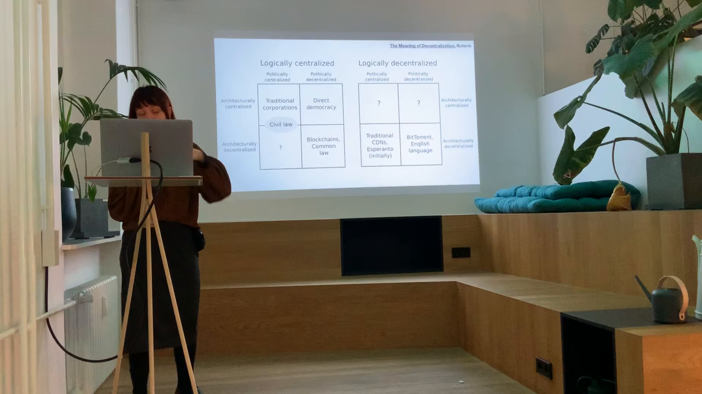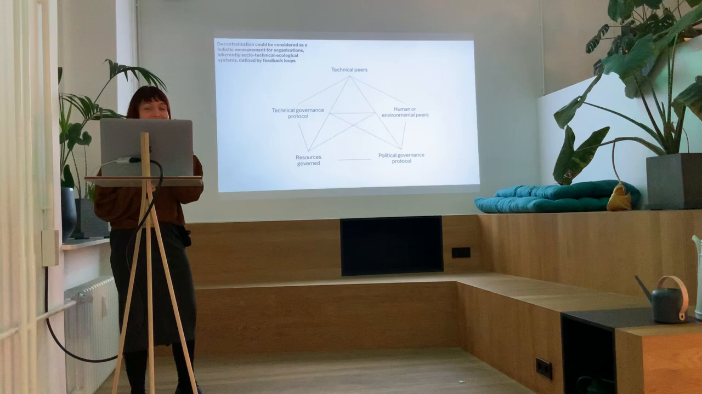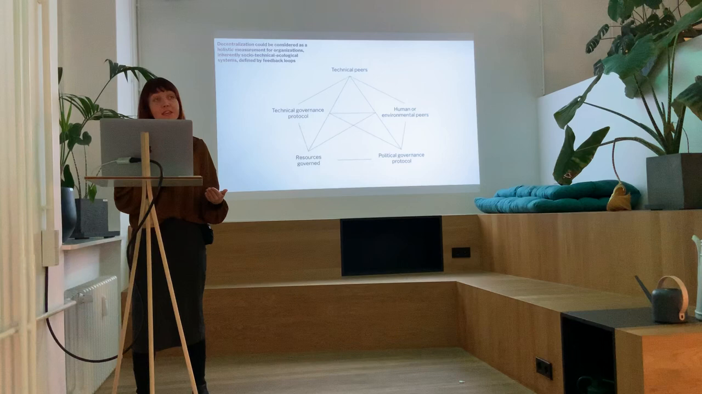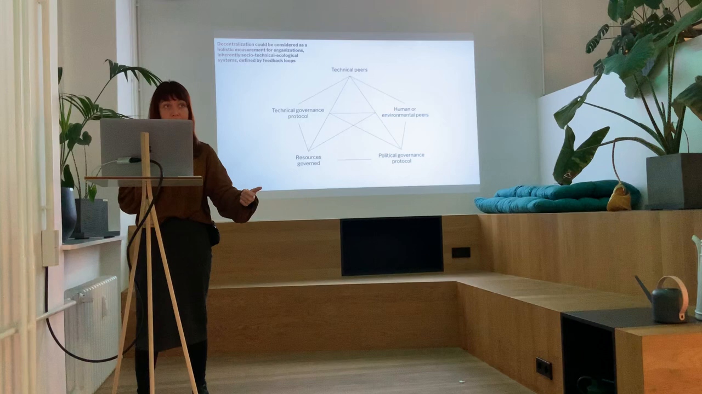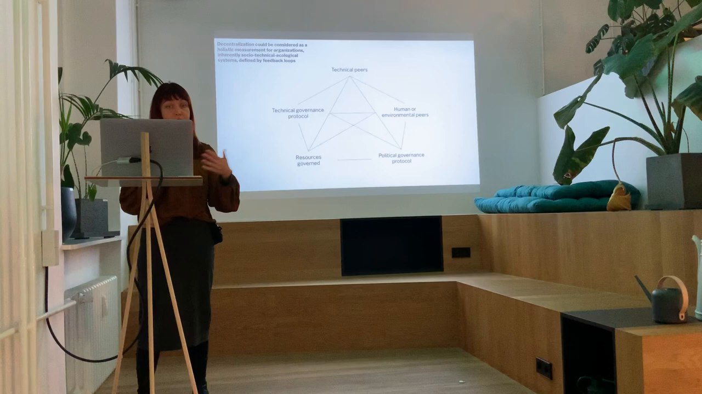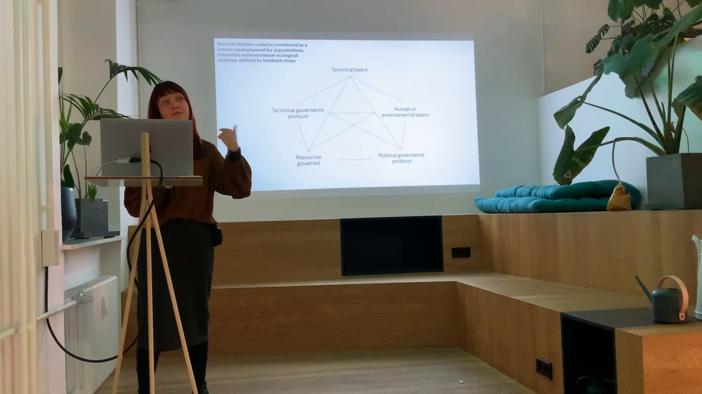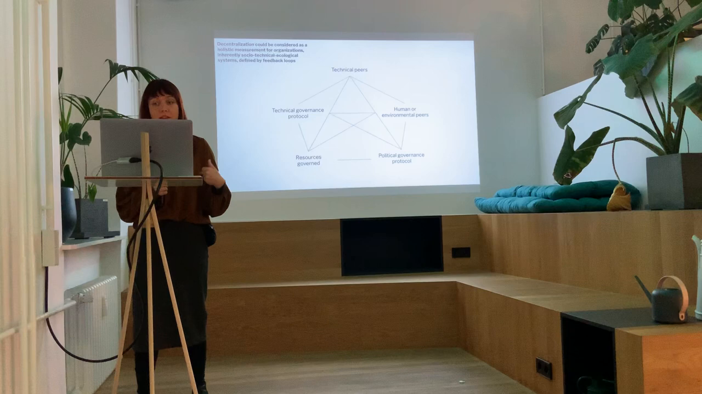And then this is a diagram that I made that I've been working on an essay on at the moment. So in trying to describe what decentralized governance means, you have to take into account the fact that you have a technical governance protocol in a peer-to-peer system. You also have technical peers. So if you want to say a decentralized governance of a computer network, you have computers running a node, and then you have the rules by which they run that node. But to say that that's decentralized governance, I think is not a holistic measurement. So you also have humans or environmental peers.